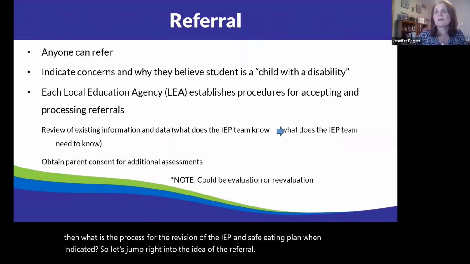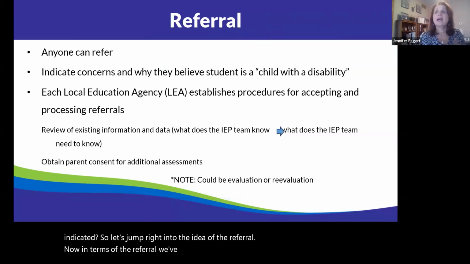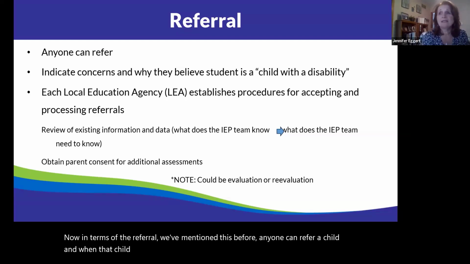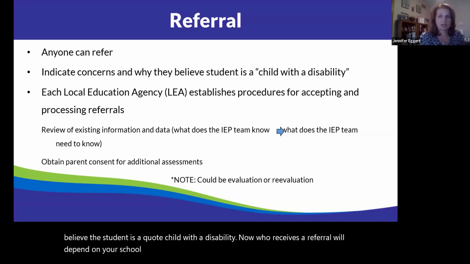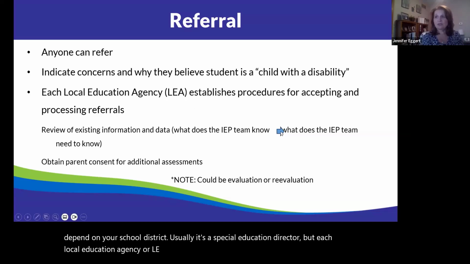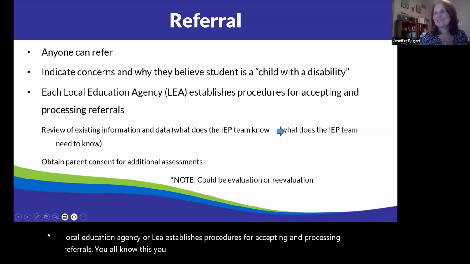So in terms of the referral, we've mentioned this before. Anyone can refer a child. And when that child is referred, they need to indicate the concerns and why they believe the student is a, quote, child with a disability. Now, who receives the referral will depend on your school district. Usually it's the special education director. But each local education agency, or LEA, establishes procedures for accepting and processing referrals. You all know this. You could probably do this in your sleep.